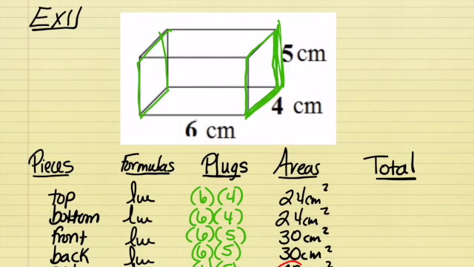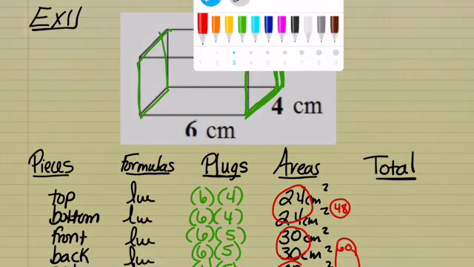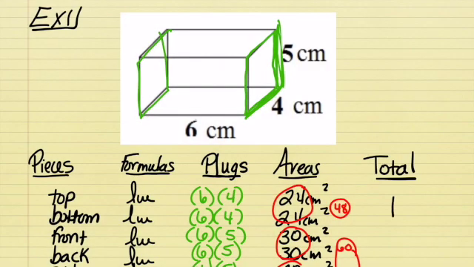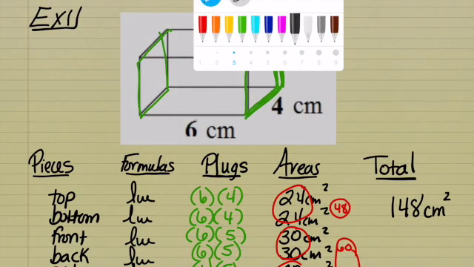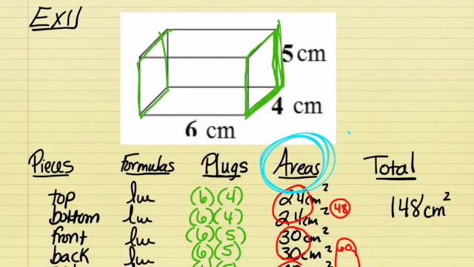20 and 20 is 40. 30 and 30 is 60. 24 and 24 is 48. 60 and 40 is 100. 100 plus 48. So our total here is 148 centimeters squared. Now, I am finding surface area, okay? Surface area. That is why my answer has to have a little 2 squared with it.